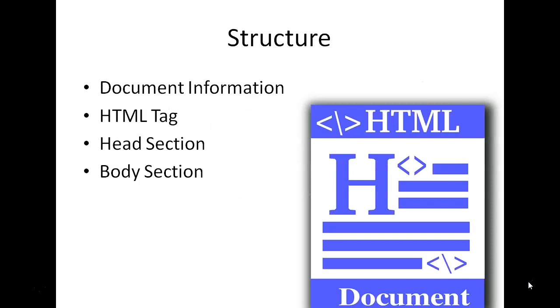Structure. The structure of an HTML document is, first of all, we write the document information. Next is the HTML tag, that is the parent tag, within which we have two sections. One is the head section. Second is the body section.